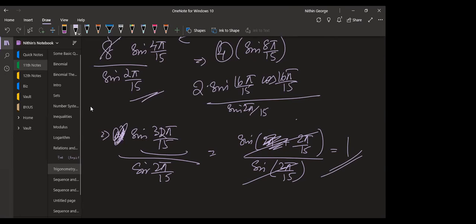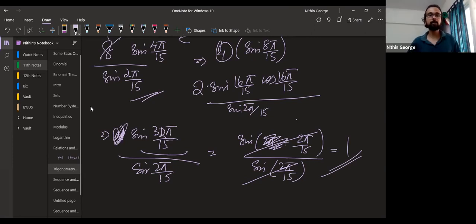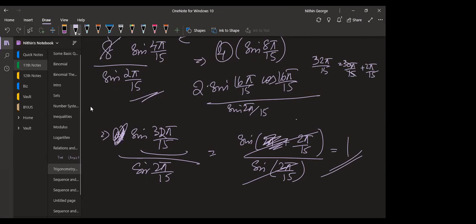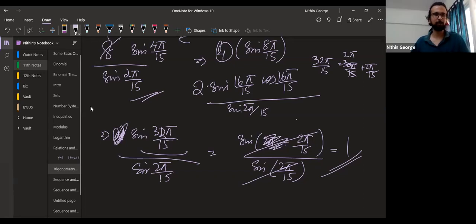Where did 2 pi come from? Okay, so 32 pi by 15. I wrote it as 30 pi by 15 plus 2 pi by 15. And then this 30 and 15 cancel out to give 2 pi. Got it, sir. So you just notice that it just looks like a huge angle. So can you shrink it down? There you go.